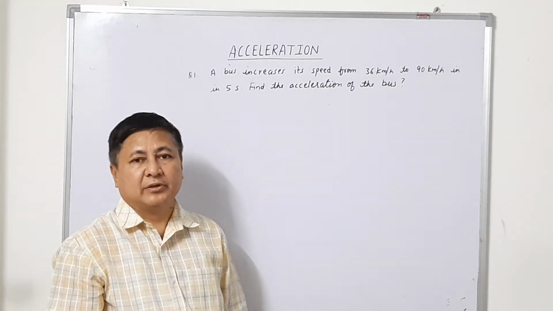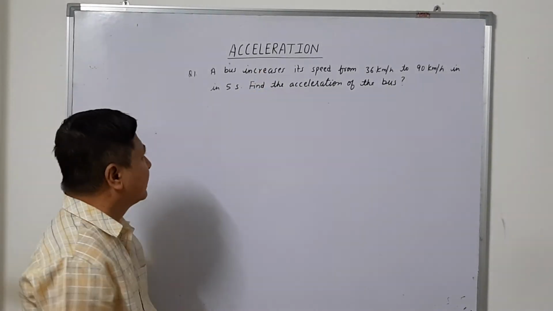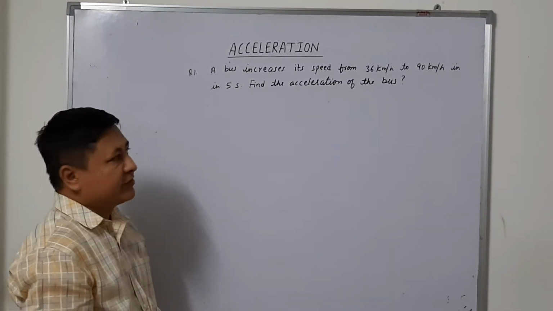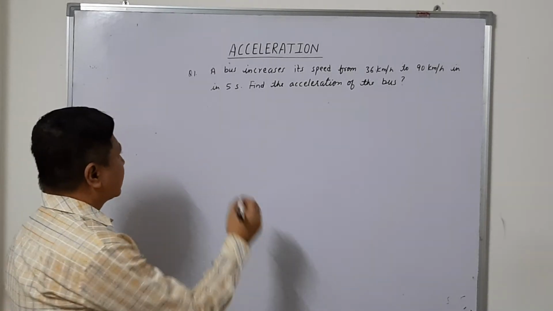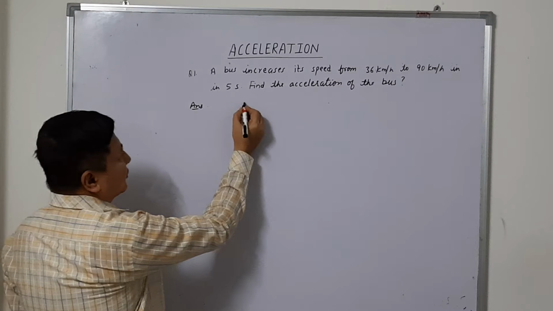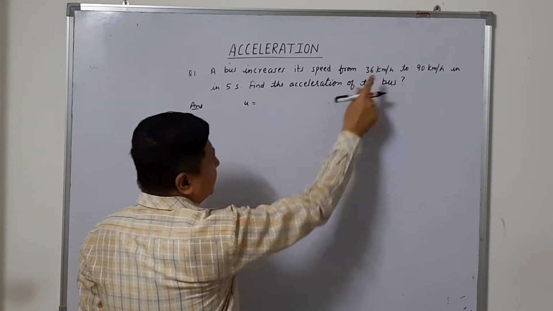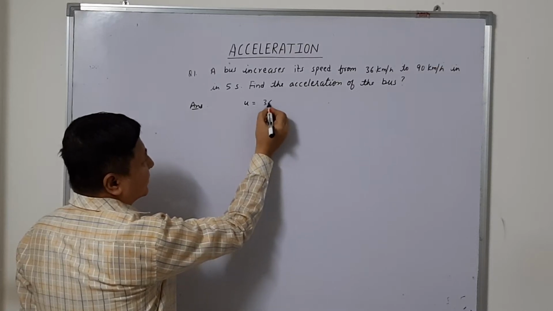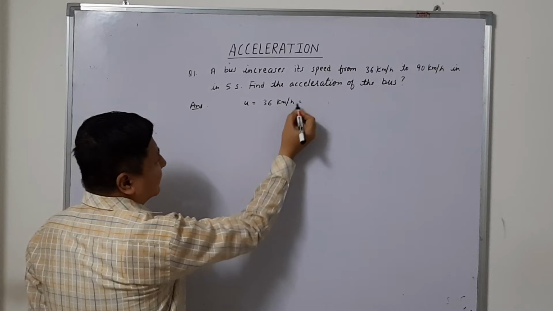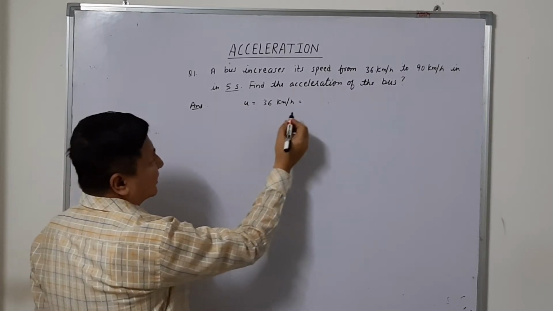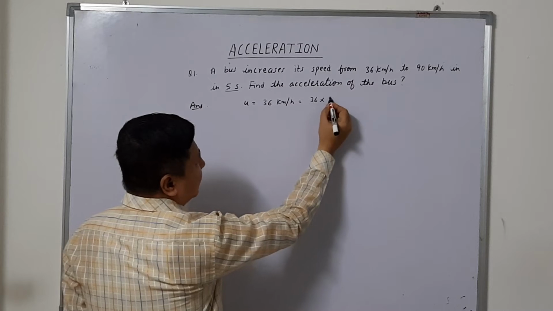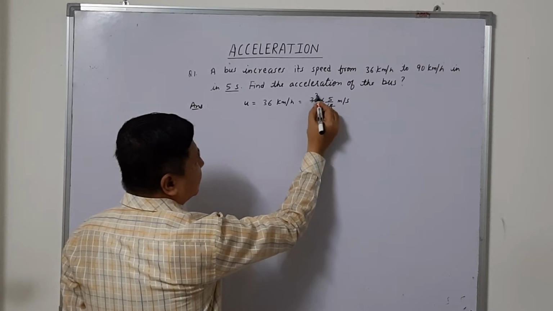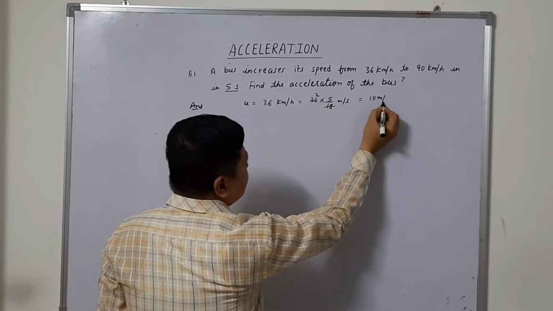Let us take one example, a numerical based on acceleration. A bus increases its speed from 36 km per hour to 90 km per hour in 5 seconds. Find the acceleration of the bus. Now, the initial velocity of the bus is 36 km per hour. U means initial velocity, that is 36 km per hour. We will convert in meter per second because the time is given in second. So to convert kilometer per hour, we will multiply it by 5 by 18 meter per second. So 18 2s are 36, 2 5s are 10 meter per second.